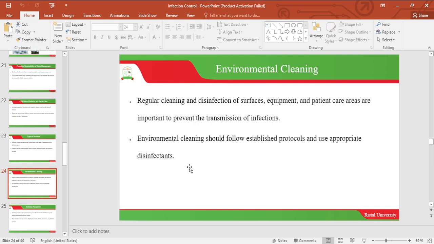Environmental cleaning. Regular cleaning and disinfection of surfaces is important, especially in the hospital or in the primary health care centers or units. Equipment should be cleaned and the patient care areas should also be cleaned to prevent transmission of infections. Patient care areas include the examination couch, the beds which the patients lie on, and the bed sheets also have to be washed. Environmental cleaning should follow established protocols and use appropriate disinfectants.